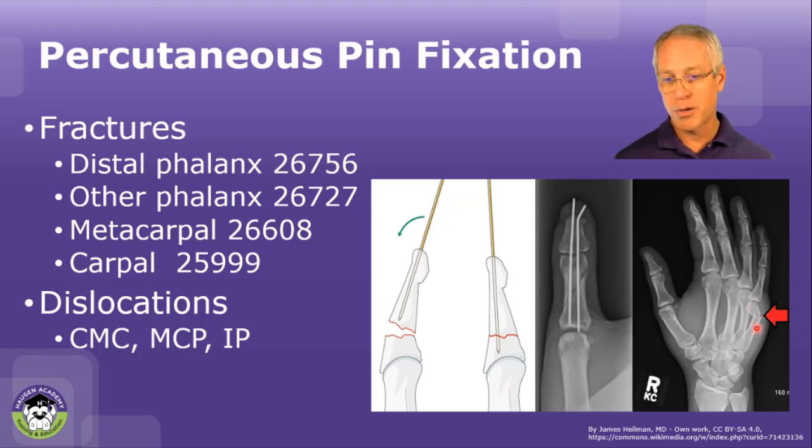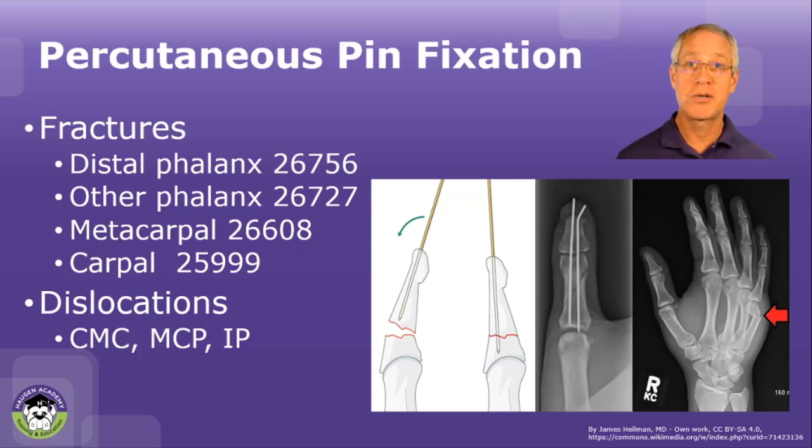Here's a fifth metacarpal fracture that may require pinning, although notice that carpal fractures, when pinned, do not have a CPT code, so we would use the unlisted. Fortunately, those aren't as commonly treated with pinning, but now you know, use the unlisted code.